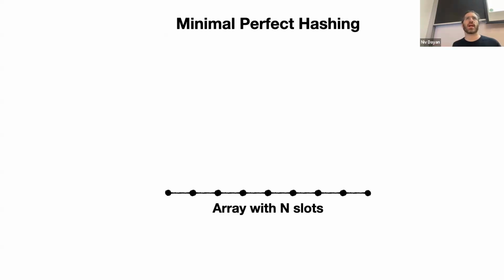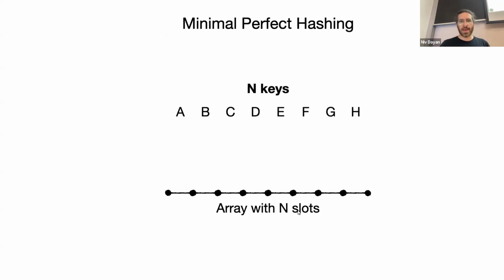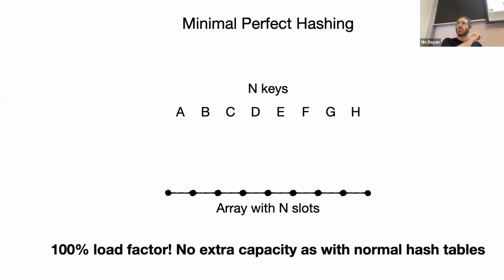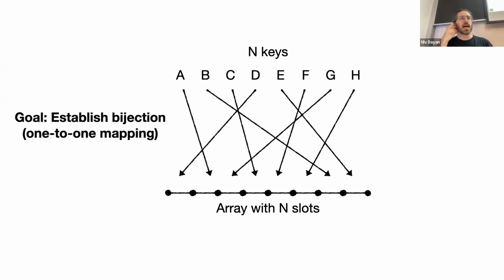Okay, so just to crystallize the problem here. We have an array with n slots, and we have n keys. Note that this array has a 100% load factor, right? So what that means is, in a typical hash table, we have some extra capacity to not lose too much performance as the collision resolution strategy is doing its thing. Here, we don't have any extra space. And what we're trying to do is establish a bijection between the keys and the slots. What's a bijection? It's a one-to-one mapping where literally every key maps to one slot and every slot is mapped to by one key.